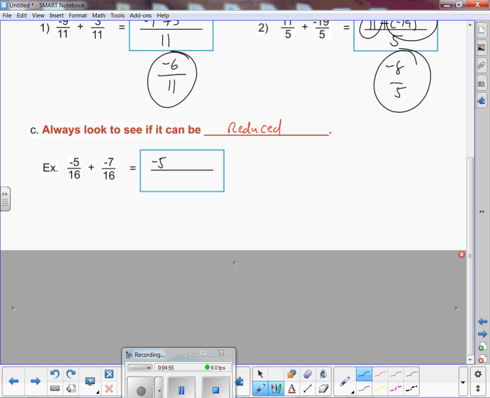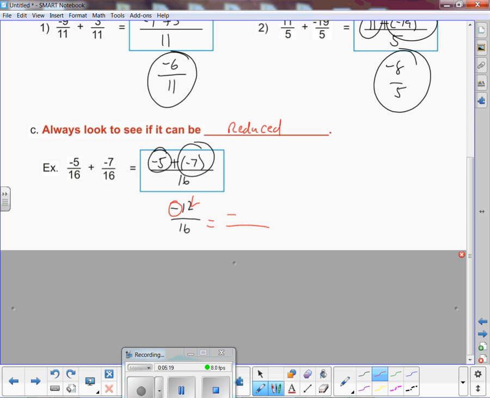So negative 5 plus a negative 7, all over the common denominator of 16. Add the numerators and put it over the common denominator. 5 negatives and 7 more negatives is 12 negatives, and we end up with 12 sixteenths. Now, again, my advice: you know this is a negative divided by a positive, so you know your solution is going to be negative. I'd stick it there already.